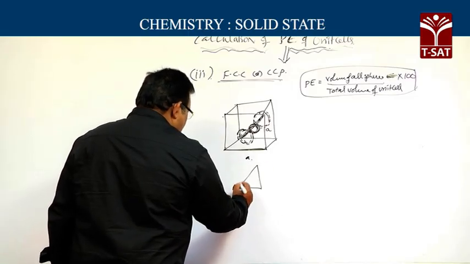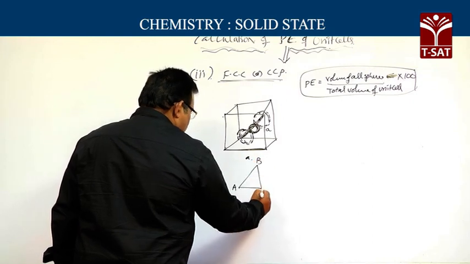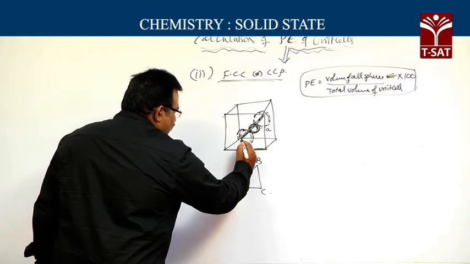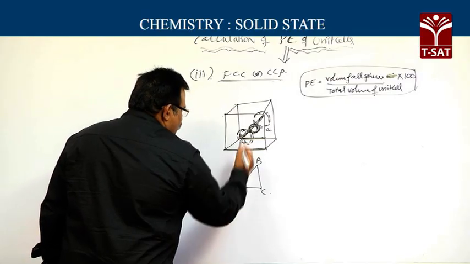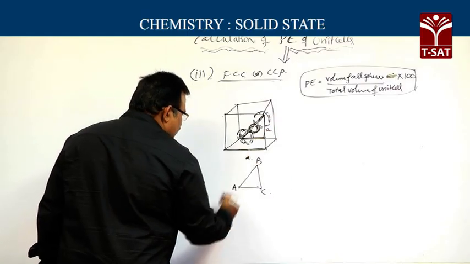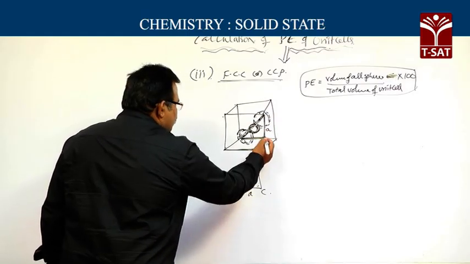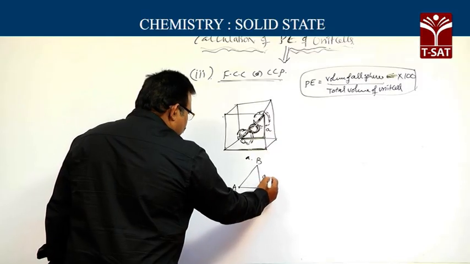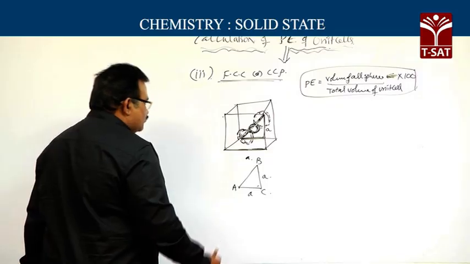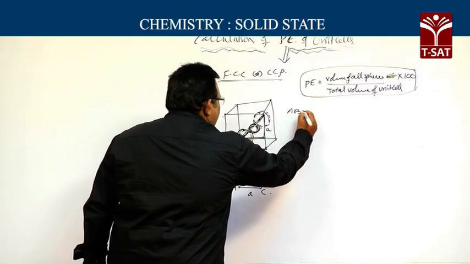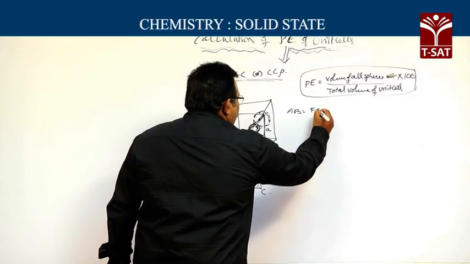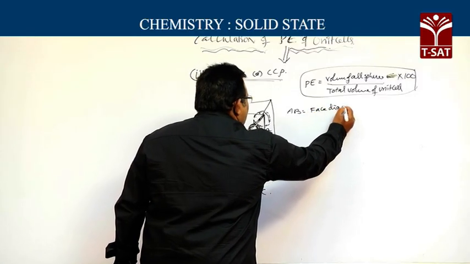Say this is A, this is B, and this is C. This length is how much? This is a triangle. This length is A. From here to here, A. This AB is what? AB is face diagonal.